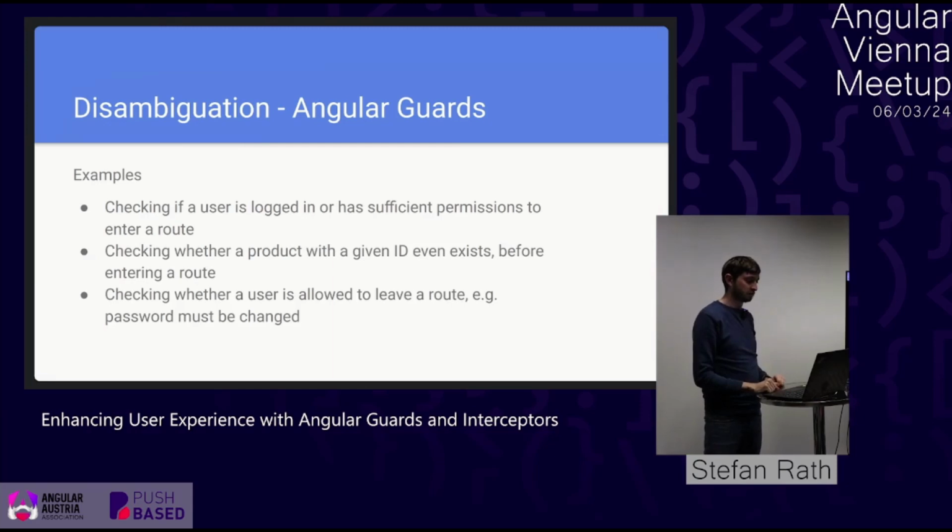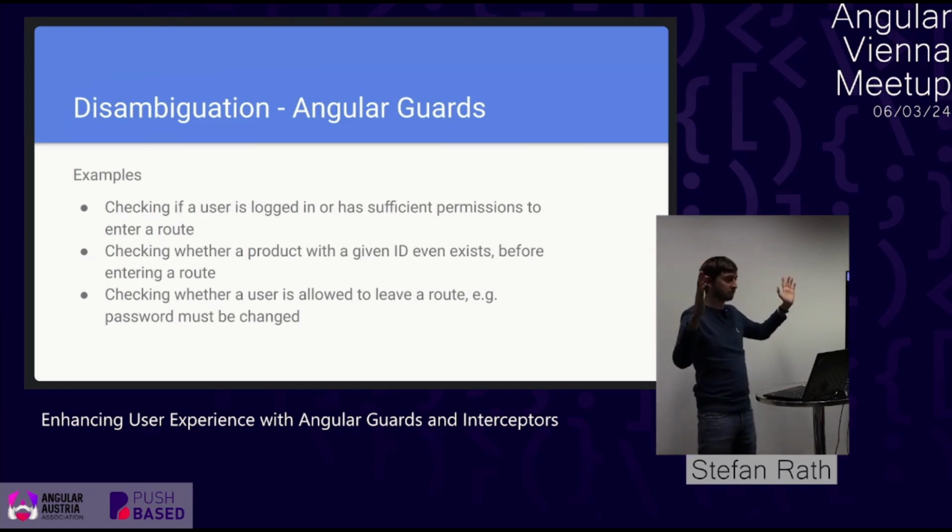And checking whether a user is allowed to leave a route. So, for example, everybody loves policies in big corporations. And their password policies: please change your password every 30 days and please make it as long as possible, so you write it down on a sticky note and pin it somewhere. And the thing is, you're not allowed to do anything in your application as long as you have not set the password, and you are not allowed to leave this route when you set the password.